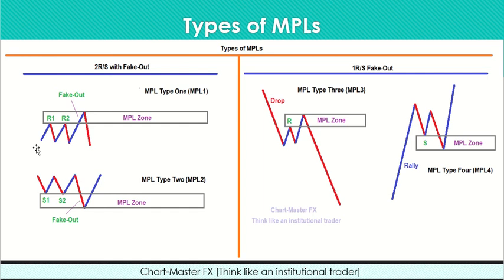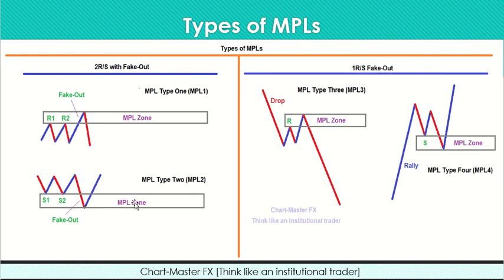As you can see in our anatomy, for the first type, we have a line of resistance of 2 touches, and the price actually made a fake out. Once we have a fake out, then we can draw our MPL zone. So that qualifies for the MPL type 1. Then we have MPL type 2, where we have a support of 2 touches, and the price makes a fake out. Once it does a fake out, then we can draw our MPL zone.